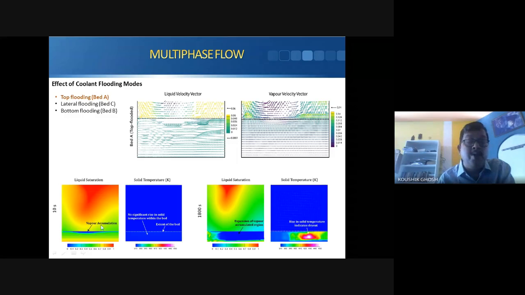Now you can see the coolant flooding mode, top flooding, lateral flooding and bottom flooding, and how each influences the solid temperature and vapor accumulation. In the top flooding situation, bed A, at 10 seconds the vapor accumulation takes place here. At 1800 seconds, you can see the vapor patch. It starts at 10 seconds, and at 1800 seconds it goes inside the bed like this.